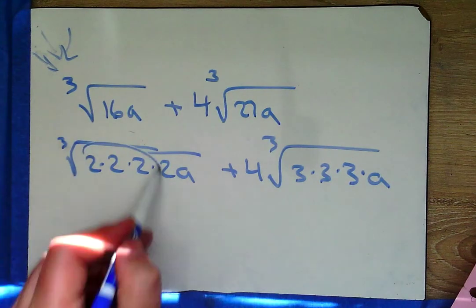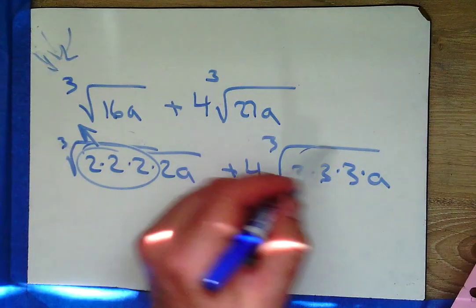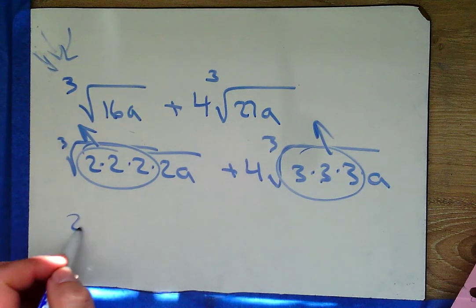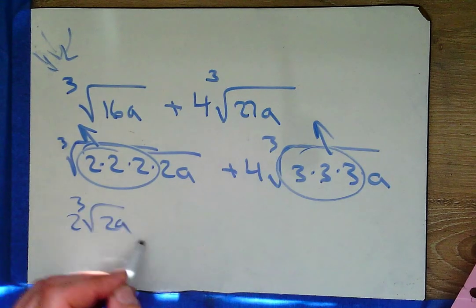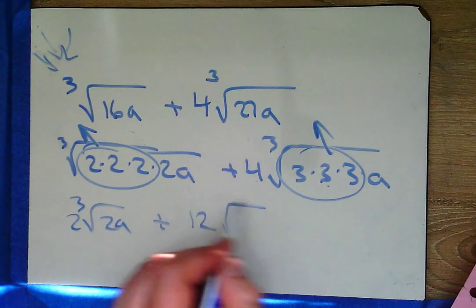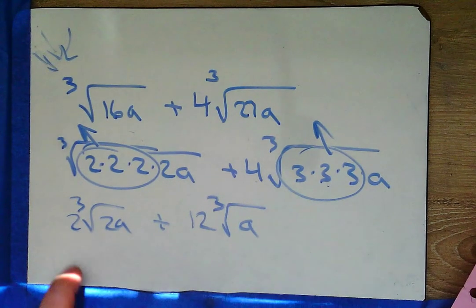And I say, oh look, I can take out a 2, and I can take out a 3. So I'm going to get 2 cube root of 2a plus 3 times 4, 12 cube root of a. Can I combine these? No, I cannot. So that's as far as I go.